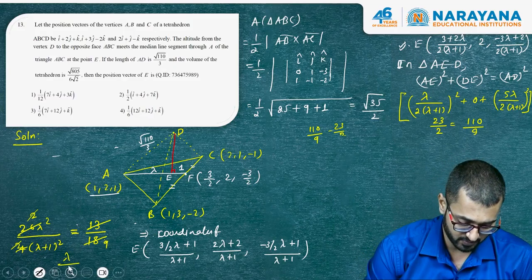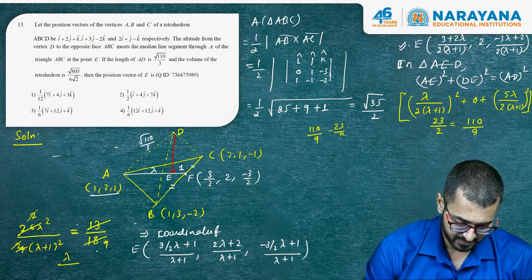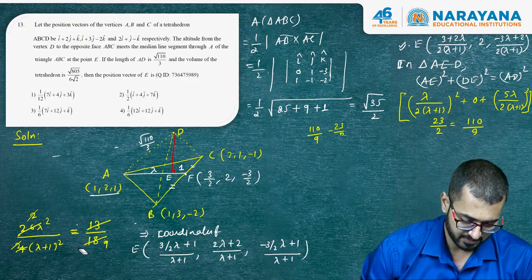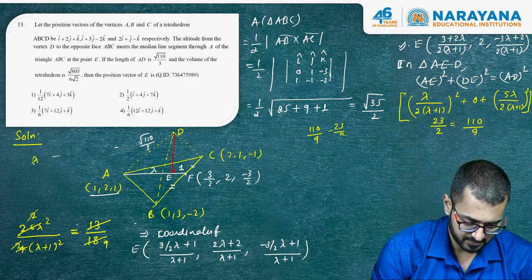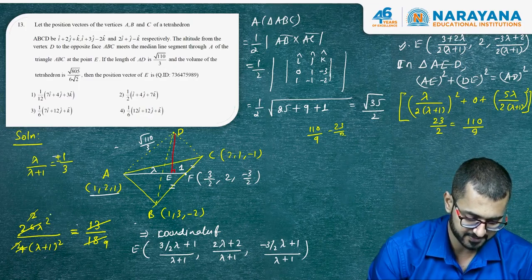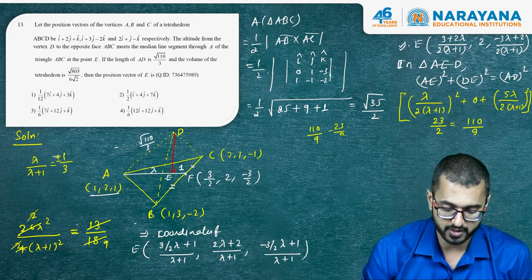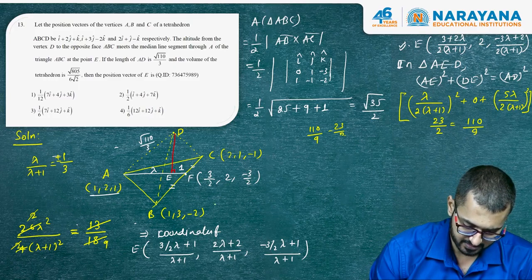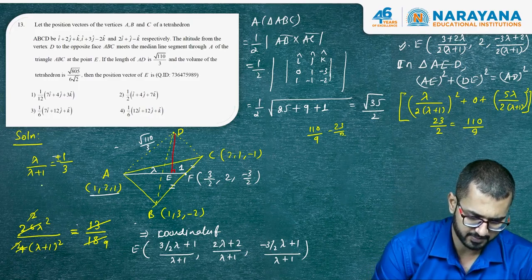So yes, lambda over lambda plus 1 I'll be having 1 by 9. So from here I can say that lambda by lambda plus 1 is going to be 1 by 3 or minus 1 by 3. Both are possible. So plus minus. Okay, that means we'll get 2 coordinates of E. So it looks like they have given E. No problem, we can take any one of them.